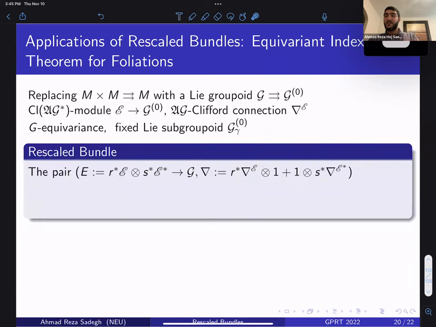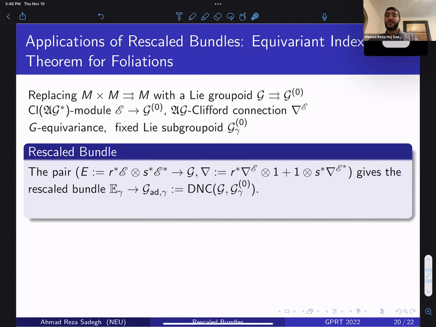Then in this context, with this data that I just gave you, you can create a rescaled bundle out of the pair that I'm showing you. Basically, you have a Clifford Lie algebraic module E, and you just pull it back using R star and S star. What are R star and S star? Those are the range and the source maps of the Lie groupoids. And you also have a natural connection. Out of this, you have a rescaled bundle over the adiabatic groupoid.